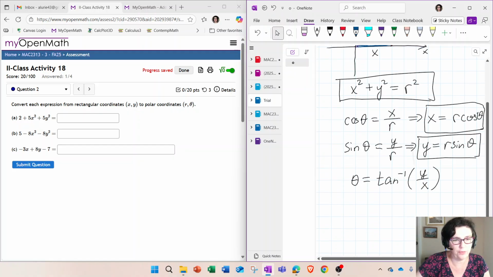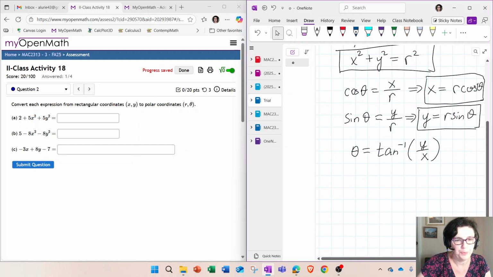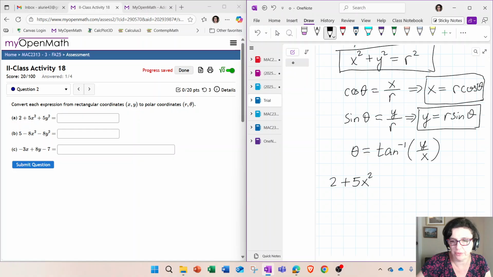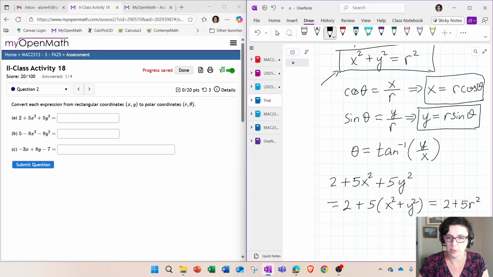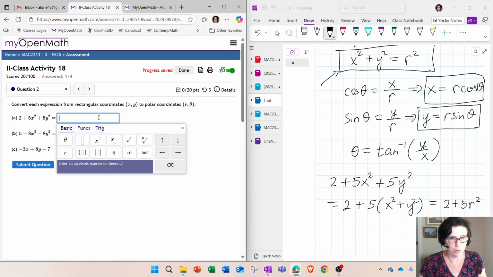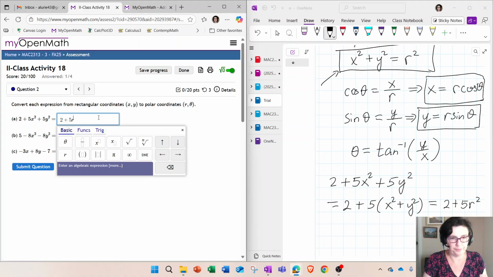So if we want to convert rectangular coordinates here, so 2 plus 5x squared plus 5y squared. Well, all we're going to do is just factor out the 5, and we're going to see x squared plus y squared. And the moment you see that, then you immediately substitute r squared, because we know that x squared plus y squared equals r squared. So that would be 2 plus 5r squared.